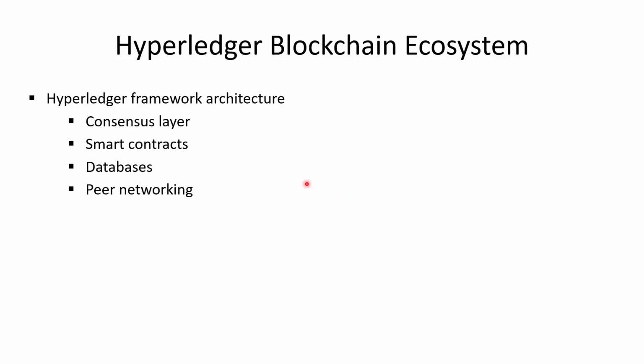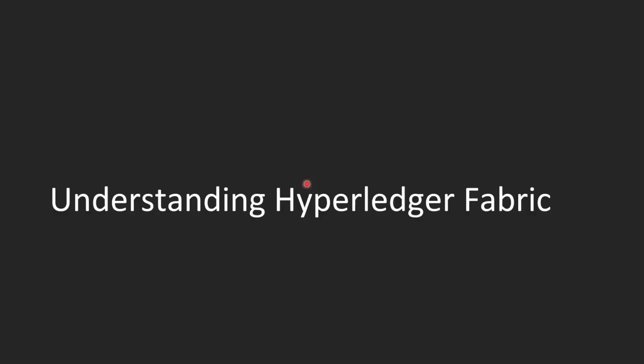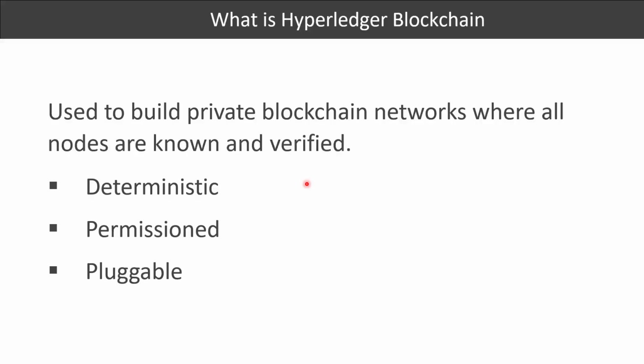The Hyperledger framework architecture consists of a consensus layer, smart contracts, a database, and peer networking. So, understanding Fabric.